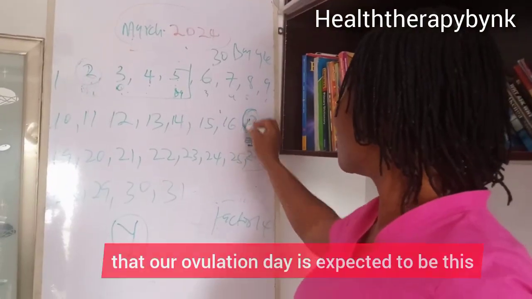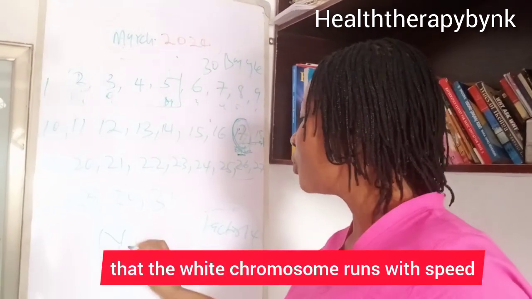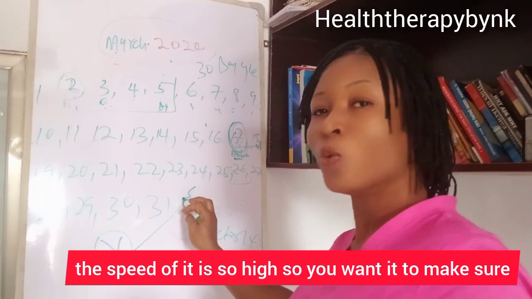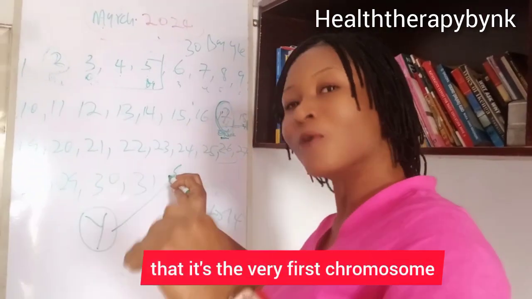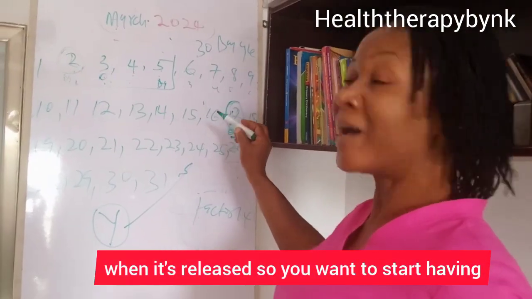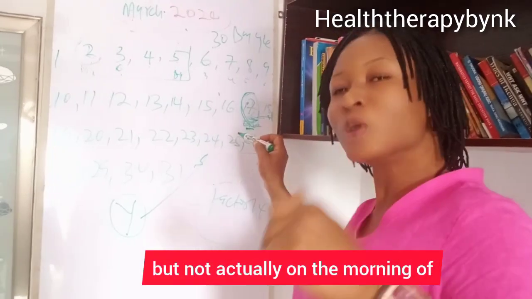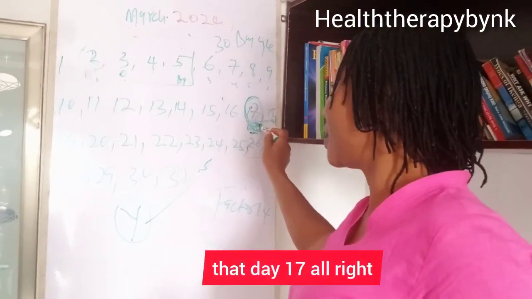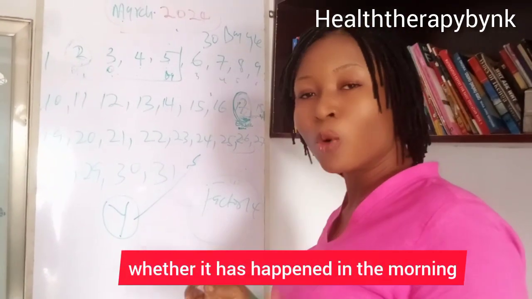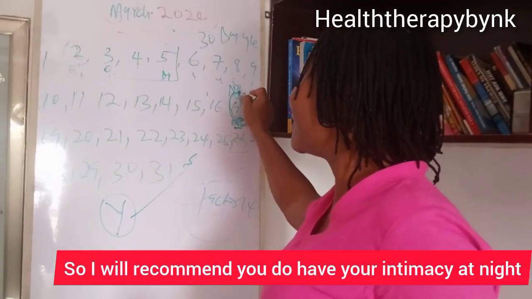So we've predicted that our ovulation day is expected to be this, bearing in mind that the Y chromosome runs with speed. The speed of it is so high, so you want to make sure it's the very first chromosome that meets that egg when it's released. So you want to start having your intimacy on the 17th, but not on the morning of that day, because you don't know when the ovulation has happened, whether in the morning, afternoon, or night. So I will recommend you have your intimacy at night.